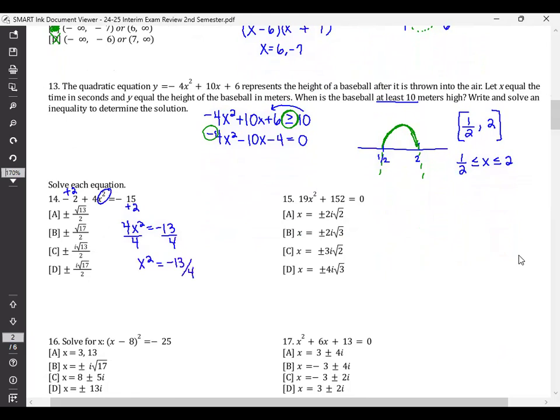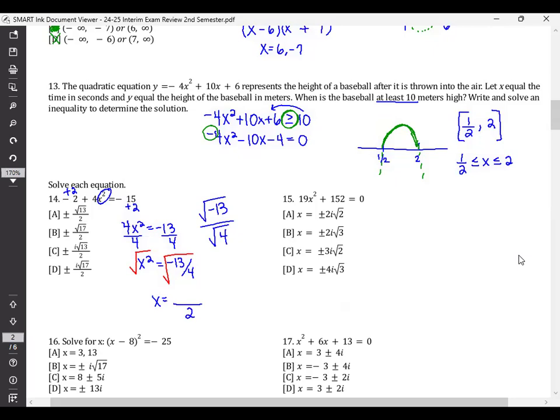Now we're going to square root. To square root a fraction, you're really square rooting the top and the bottom separately. So I'm going to do the square root of negative 13, thinking of them by themselves, and the square root of 4. Let's start with the square root of 4. That's the easy one. The square root of 4 is 2.